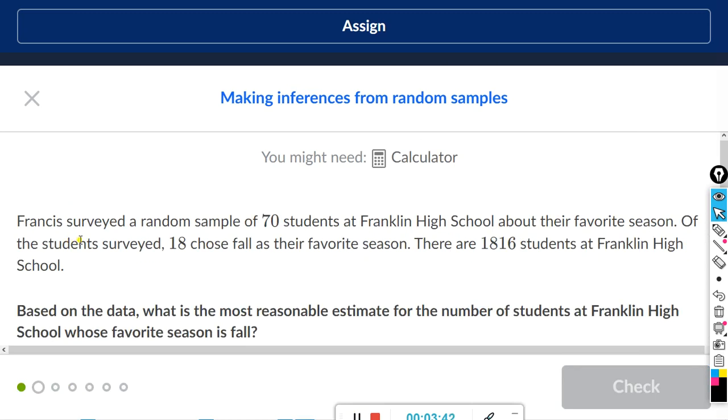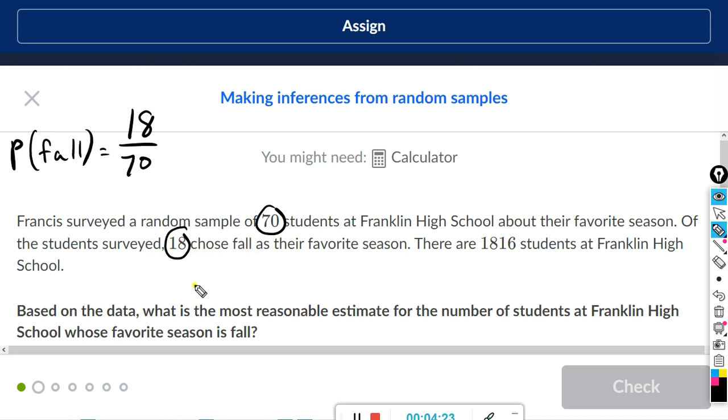All right, Francis surveyed a sample of 70 students at the high school about their favorite season. 18 chose fall as their favorite. There are 1,816 students. What is the estimate of the number of students whose favorite season is fall? Okay, so the probability that the favorite season is fall, this P stands for probability, that's going to be 18 out of 70. Okay, they surveyed 70 and 18 chose fall as their favorite.